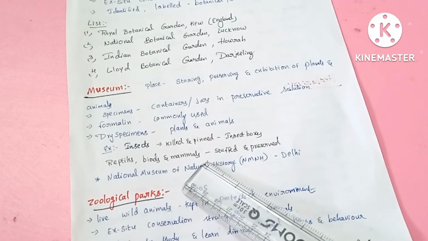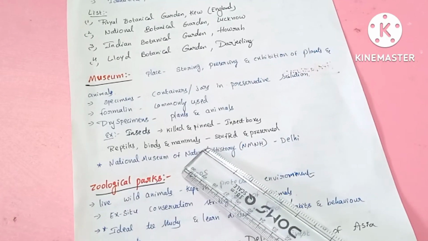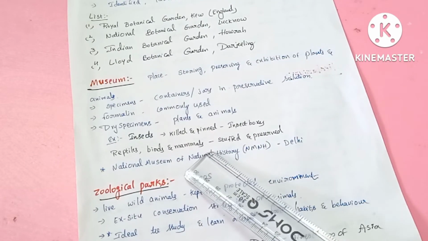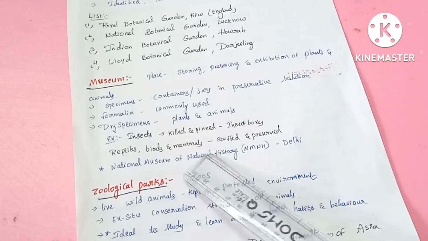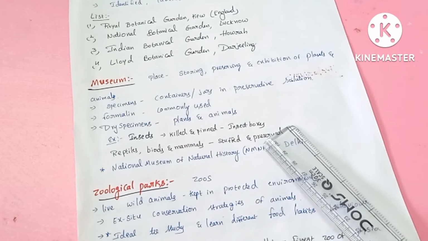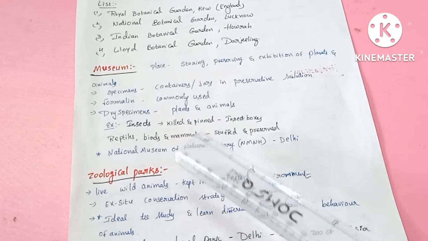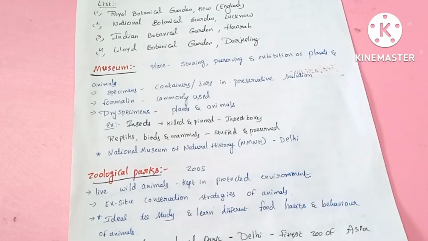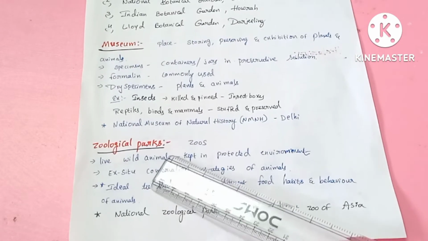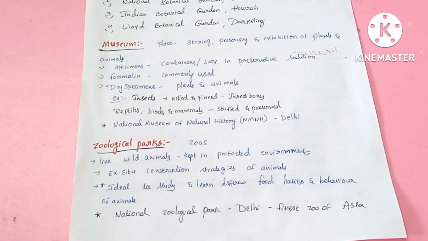Whatever waste contents were present inside were removed, properly cleaned, and the specimen was stuffed, and by using some preservative substances, they were stored. In that, the museum example is the National Museum of Natural History, NMNH, located at Delhi. And the next one is zoological parks or zoos.